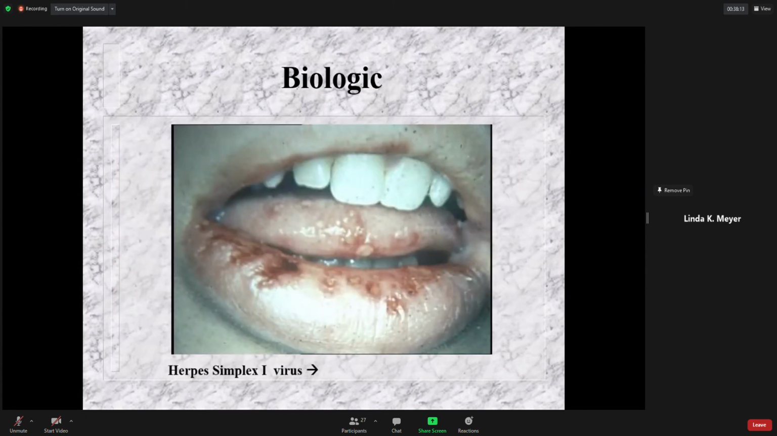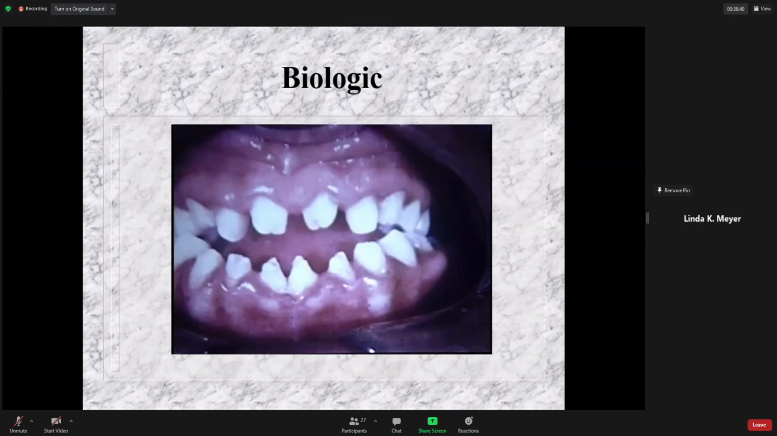Here's a person that has the oral manifestations of the herpes simplex virus. And they get a primary oral herpes infection as shown. And then here's, I showed you this before too, the bacteria that causes syphilis, which can result in manifestations of congenital syphilis, including malformations of certain teeth.